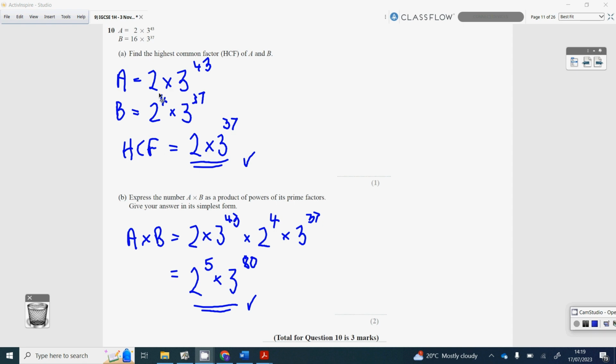So A times B is this A times this B, which I've written here. So multiplying the 2's, remember when you multiply, you add the powers. 2 is 2 to the power of 1, 1 and 4 is 5, so 2 to the power of 5. And again, adding the powers, 43 and 37 is 80. So it's 3 to the power of 80. So your final answer, 2 to the power of 5 times 3 to the power of 80.